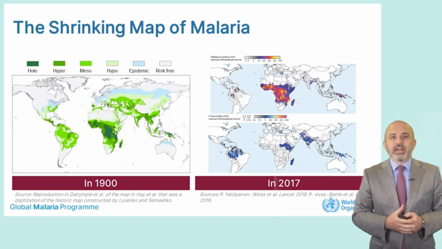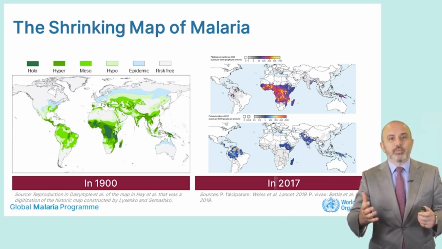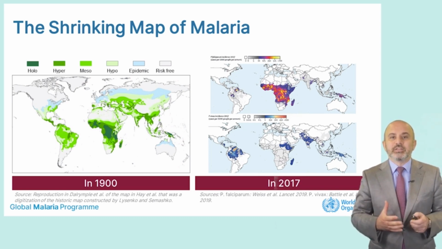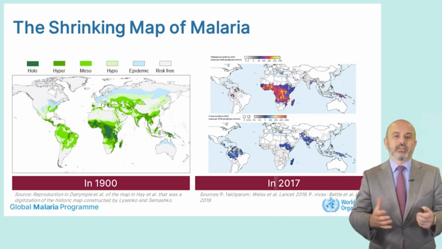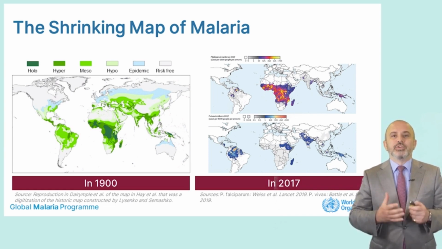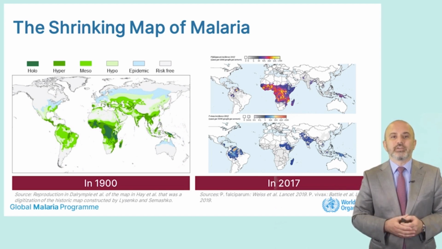The two maps on the right indicate the 2017 distribution of Plasmodium falciparum on the top and Plasmodium vivax on the bottom. By 2017, the extent of global malaria transmission has shrunk considerably, with Europe, North America and Australia now malaria-free. This significant progress, due to increasing coverage of effective malaria interventions and socio-economic development, has led to increased recognition of the potential to eliminate malaria for many countries of the world.